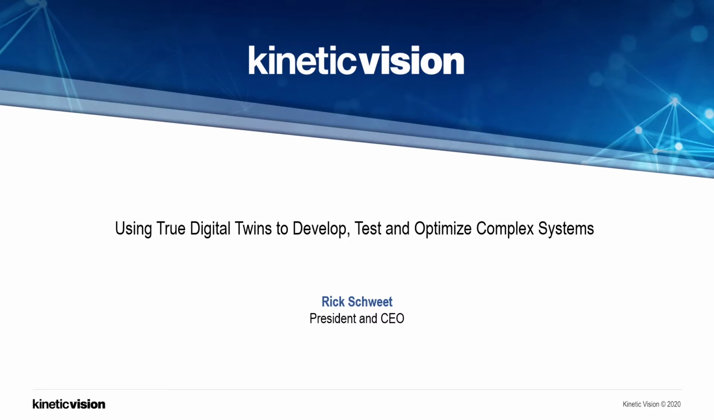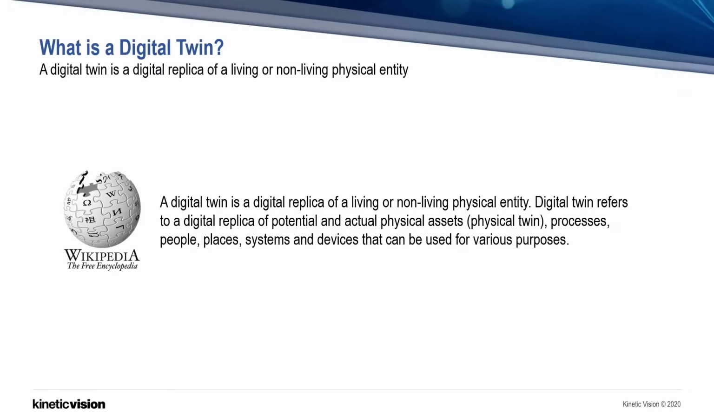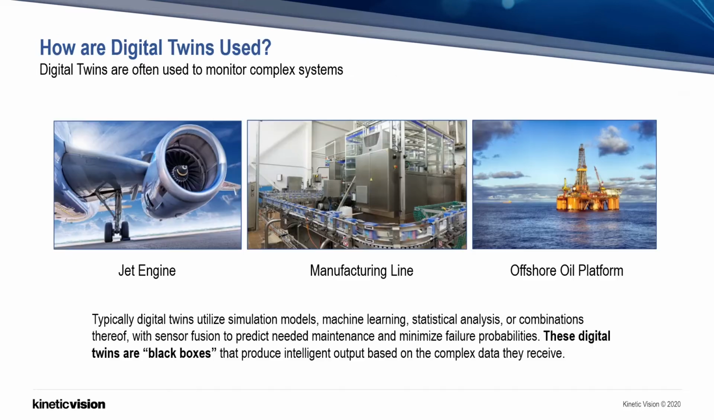Using true digital twins to develop, test, and optimize complex systems. What is a digital twin? From Wikipedia, digital twin refers to a digital replica of potential and actual physical assets, processes, people, places, systems, and devices that can be used for various purposes.